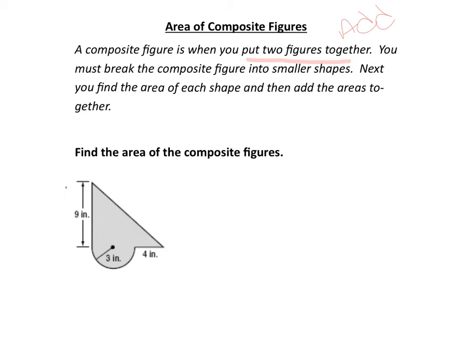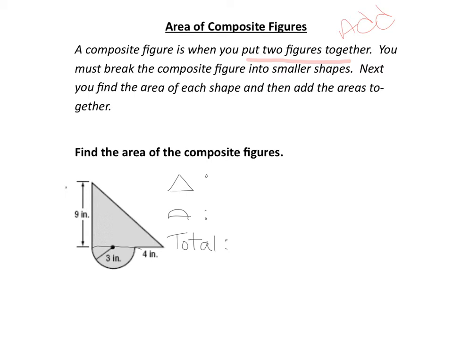So when looking at this first one, we should note that it is like they have taken a triangle and added half a circle onto the end of it. By drawing that line across, I've divided it up into the 2 shapes. So we have a triangle, we have a semicircle, and then we're going to have a total area.